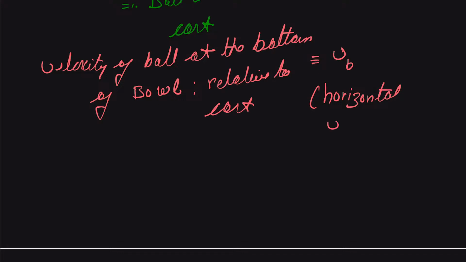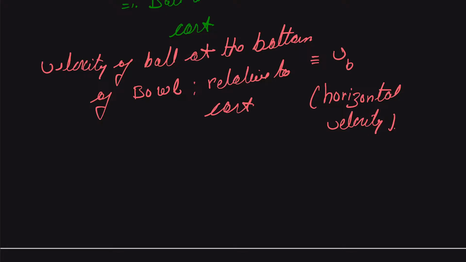Horizontal velocity. And there are no external forces acting on it, so obviously the total horizontal momentum will be conserved, because all the interaction between the bowl and the ball is internal. There are no external forces acting on it.